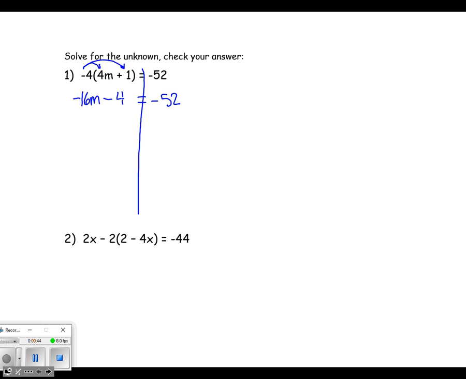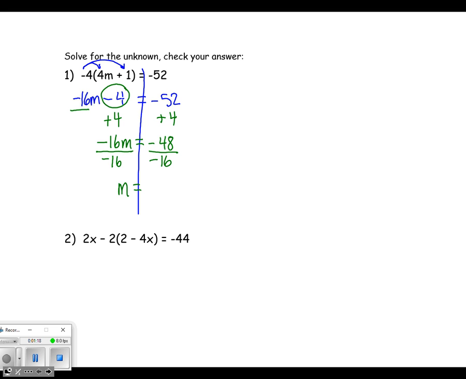Now, I'm going to go back to when we learned about how to solve two-step equations. I'm going to circle my constant and underline my coefficient. First thing I do is eliminate the constant by adding 4 to both sides, doing the opposite. That gives me -16m equals -48. And then I am going to get rid of my coefficient by dividing both sides by -16.